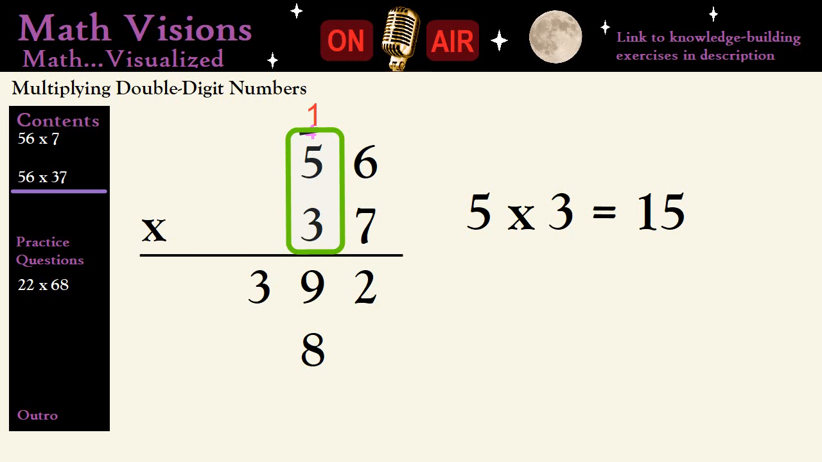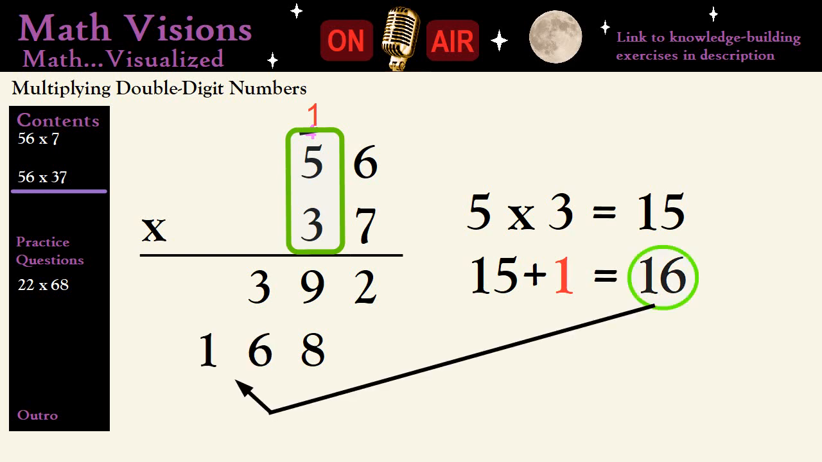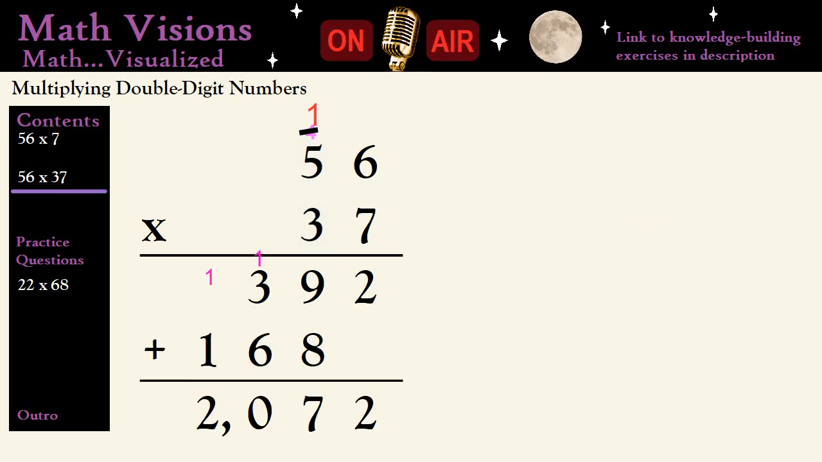What do we do now? If you said add this 1 to 15, that's correct. This gives us 16, and we write this in front of the 8 we brought down. Now, we add 392 to 168, shifted one space to the left. Our answer to 56 times 37 is 2072.